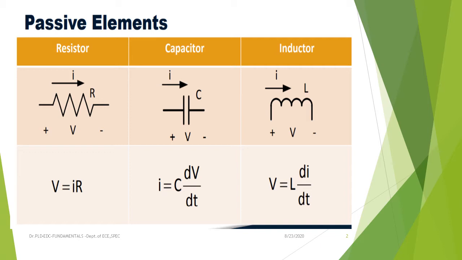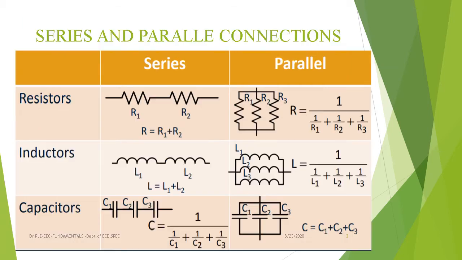In the inductor case, the voltage V equals L di by dt is given, and if you want to know the current flowing through the inductor, again we have to integrate this equation. Then the current flowing through the inductor is I equals 1 by L integral of V dt. So these are the formulas for current flowing through the components as well as voltage drop across the components.